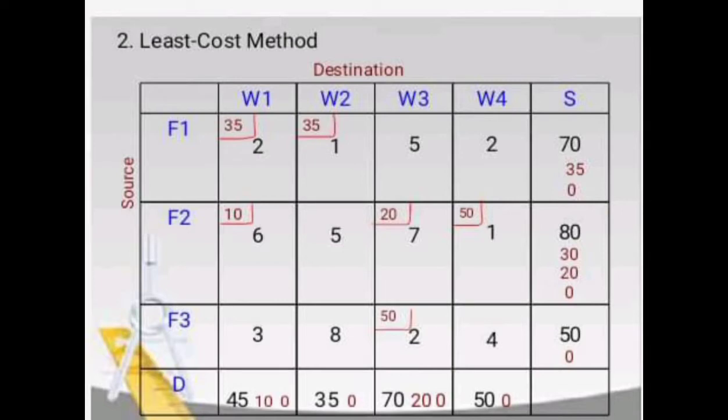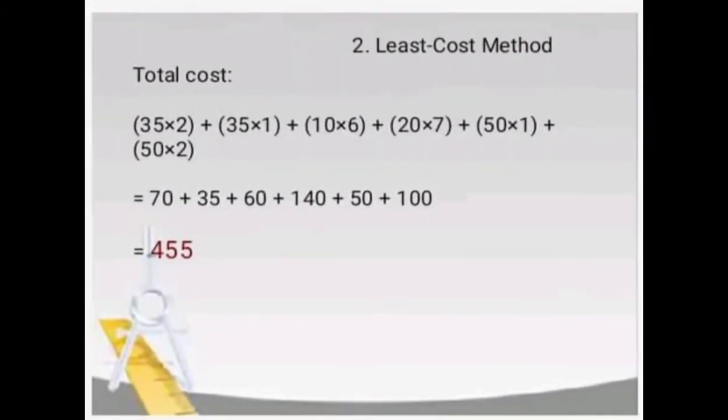First, we have here 35 into 2, 35 into 1, 10 into 6, 20 into 7, 50 into 1, and 50 into 2. So we solve this by multiplying and adding the following allocated numbers. So 35 into 2 equals 70. 35 into 1, we have 35. 10 into 6, we have 60. 20 into 7, we have 140. 50 into 1, we have 50. And 50 into 2, we have 100.